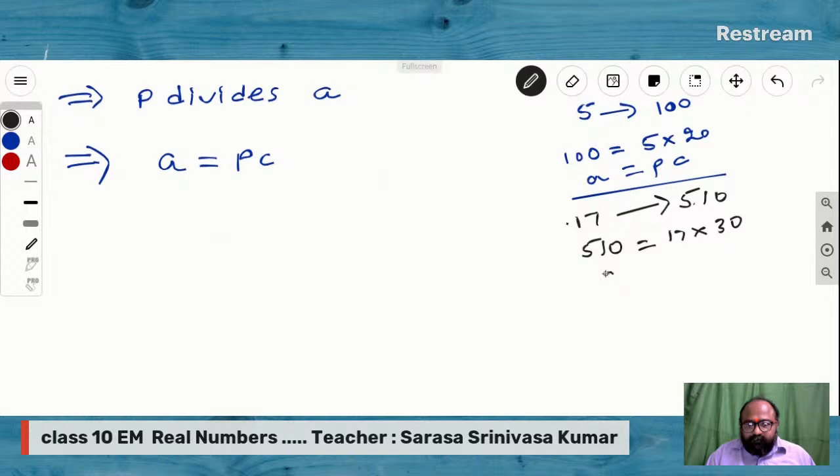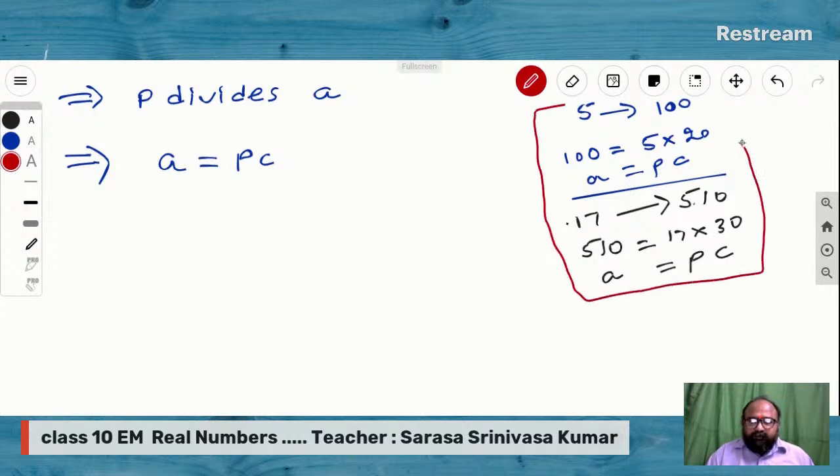So this is of the form A equal to PC. Students can understand the concept from considering these examples. If a prime number P divides a positive integer A, then A equal to PC, we can write it.